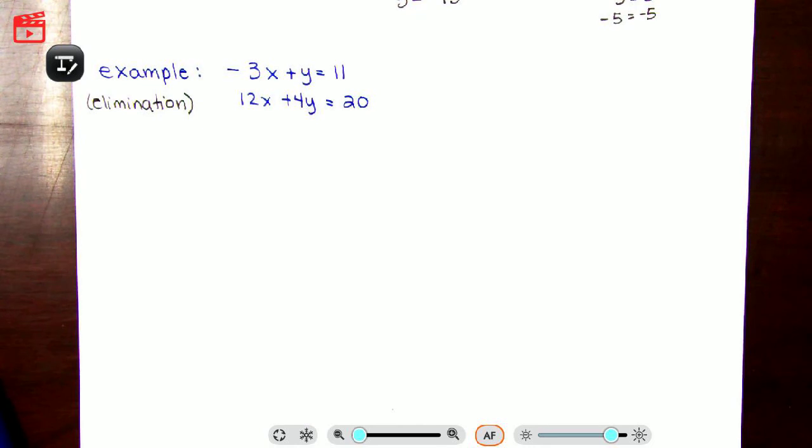So for elimination, we have step number 1. Identify which variable you would like to eliminate. It doesn't matter. My recommendation for all my kiddos, choose the easy one. Now your easy might be different than my easy, but choose the one that you believe is going to be the easiest. I also recommend looking for patterns, like looking for a variable with the same number.